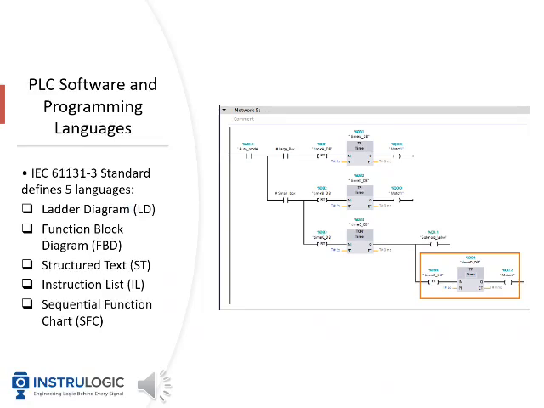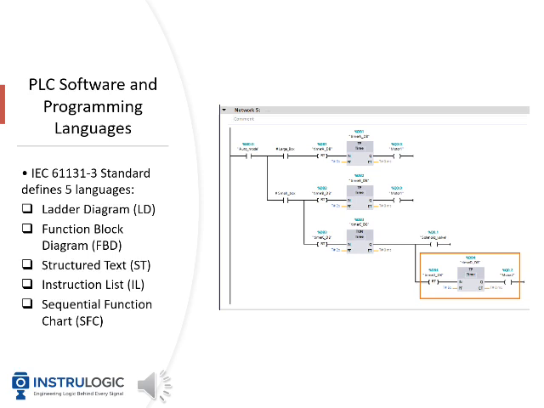PLCs are programmed using languages defined by the IEC 61131-3 standard. There are 5 main types. The most common is ladder diagram, which looks like electrical circuits and is easy for electricians and engineers to understand. For example, ladder logic is often used for motor start-stop control. Then we have function block diagram, which uses blocks for logic. Structured text is similar to high-level programming languages like Pascal.